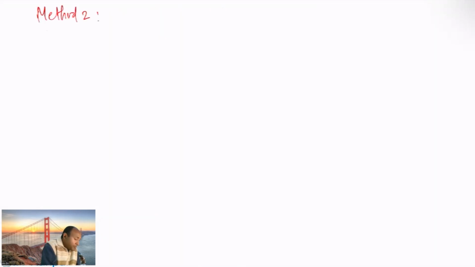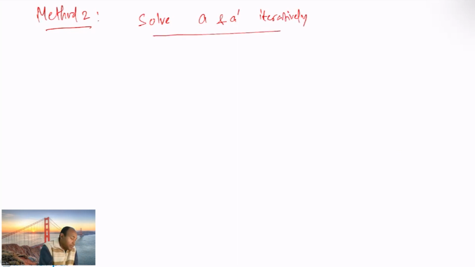That is what we call method two, where you solve a and a prime iteratively. Okay, this is a method to solve this. So, as the name suggests, we are trying to solve iteratively, to find out the axial and tangential momentum factors.